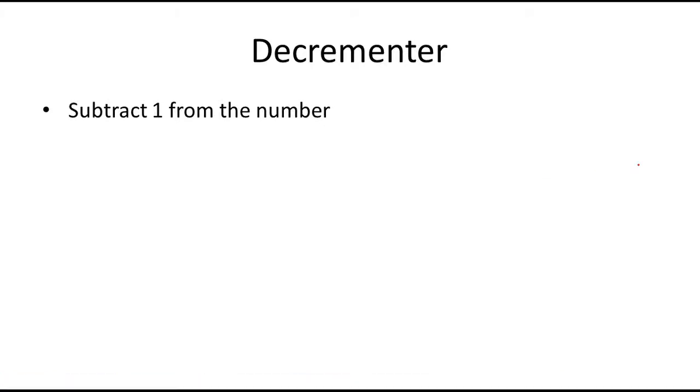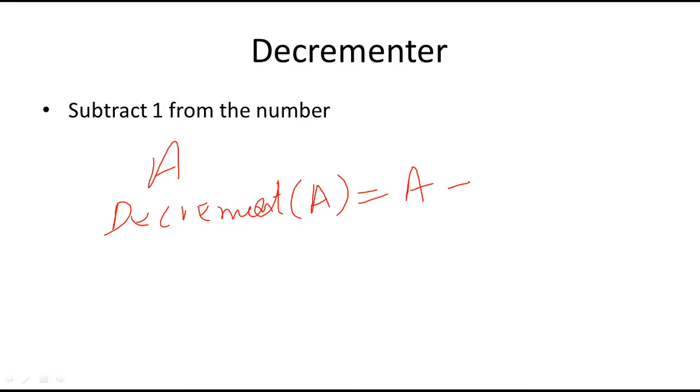Hello everyone. In this session, we discuss a combinational circuit for decrementing. A decrementer is nothing but a subtraction of 1 from our number. So if we have a number A, then decrement A is equal to A minus 1.